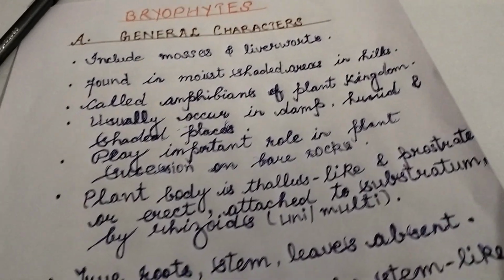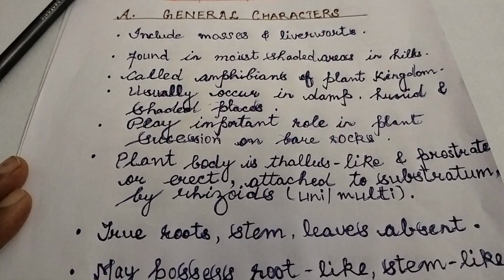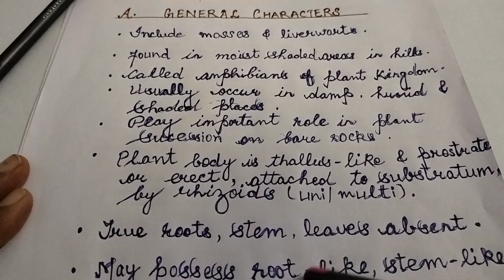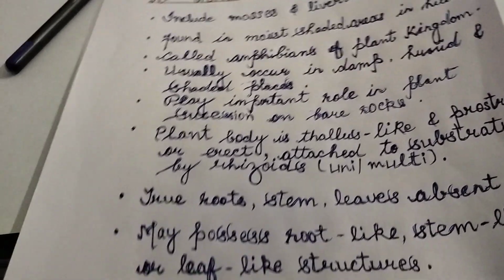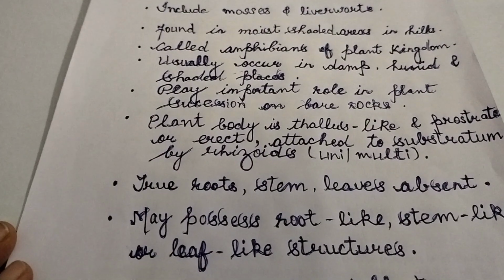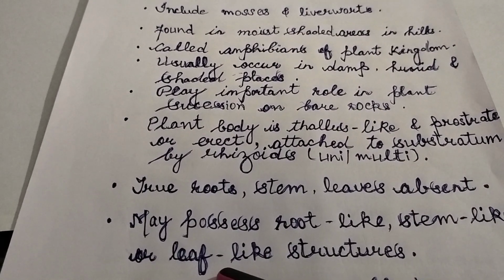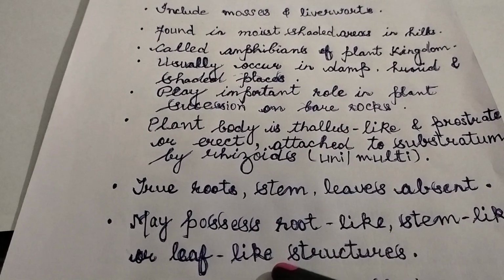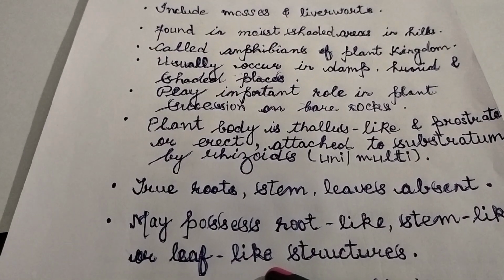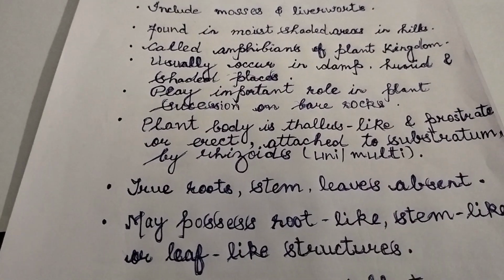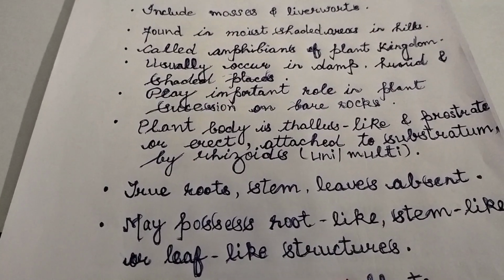So in bryophytes, true roots, stems or leaves are absent. As we have discussed, the plant body is thalloid. Many of these bryophytes may possess some structures which are root-like, stem-like or leaf-like. As we discussed earlier, the plant body is more differentiated than algae. Main plant body is thalloid, but they may possess some root-like, leaf-like or stem-like structures. They are not true roots, stems and leaves.